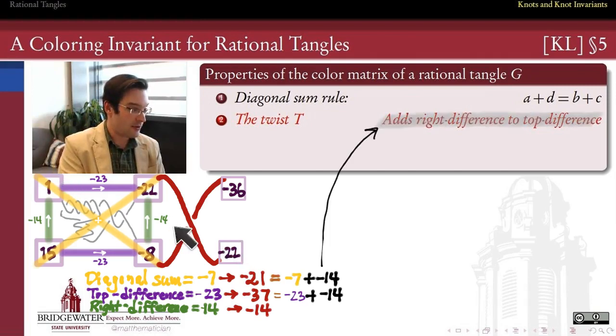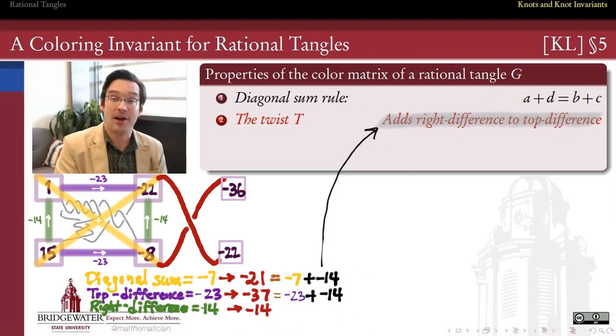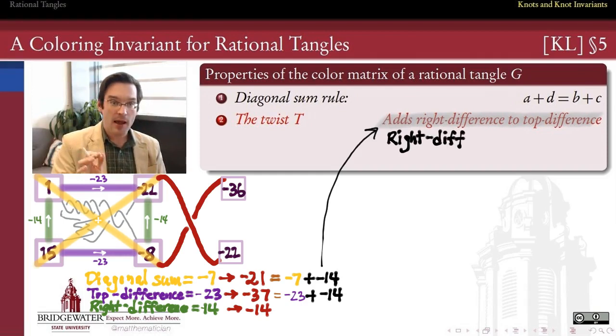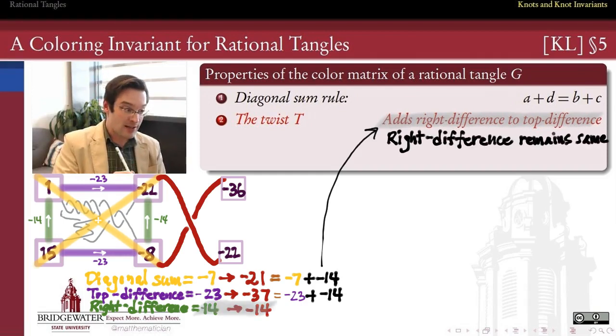That's 1 plus -22. My new top difference is -37, -36 minus 1. And my new right difference is -22 minus -36. It's actually the same as my old right difference. So when I add a twist into a rational tangle, the right difference, this vertical difference here, remains the same. But the difference on the top changes. And it changes exactly by an addition by the right difference. So it takes the right difference and adds it into the top difference. You'll also notice that it adds it into the diagonal sum as well. Okay. So when I apply a twist to a rational tangle, the right difference gets added to the top difference, but the right difference remains the same.